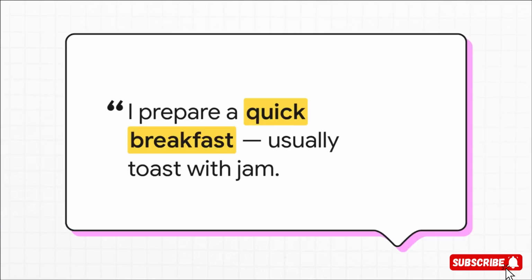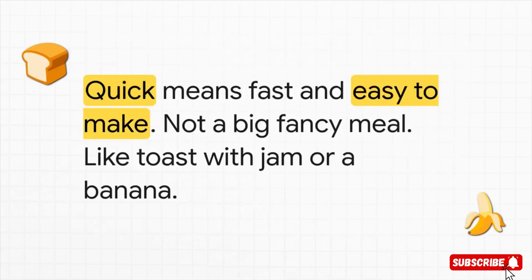Okay, next on the list is breakfast. Emma calls it a quick breakfast, and that's another one of those simple words that actually adds a lot of detail to what she's saying. Now, when we talk about a quick meal, it doesn't just mean you eat it fast. It means it was simple and fast to prepare. Toast with jam, perfect example. A banana, also a quick breakfast. It's definitely not some complicated, fancy meal.